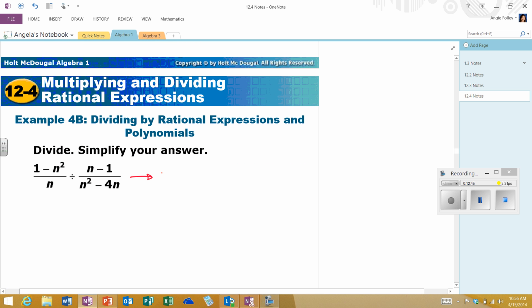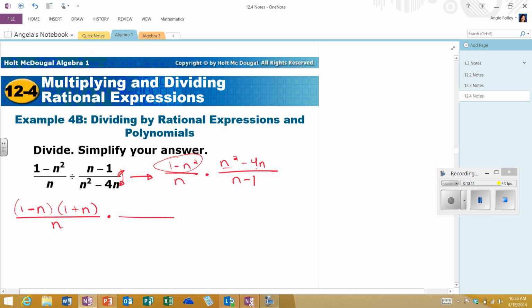On this next one, if I want to rewrite it, I have 1 minus n squared over n times n squared minus 4n over n minus 1. So I just did the reciprocal. Okay, now we're going to factor. This top part here is one of those perfect square binomials. So I have 1 minus n times 1 plus n all over n times, I can pull out an n, so I'm left with n minus 4. And on the bottom, I've just got n minus 1.